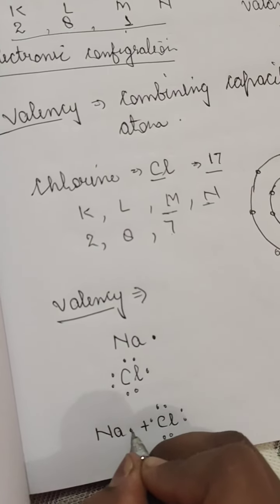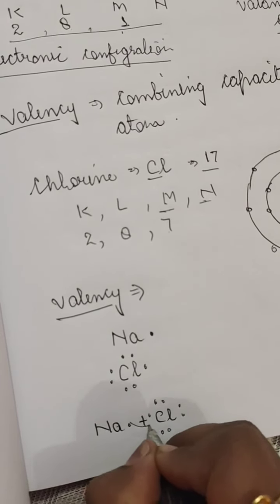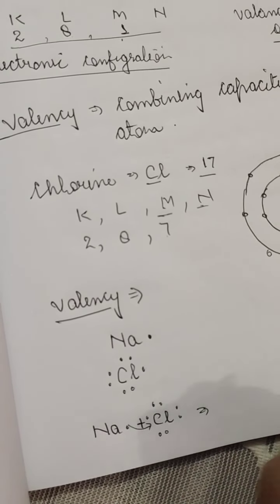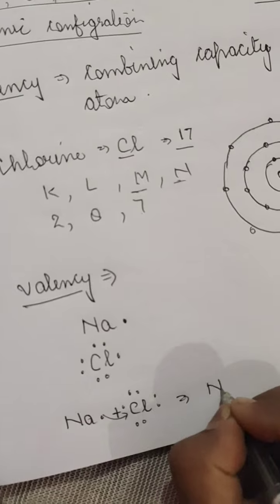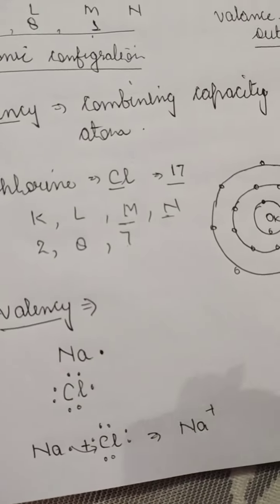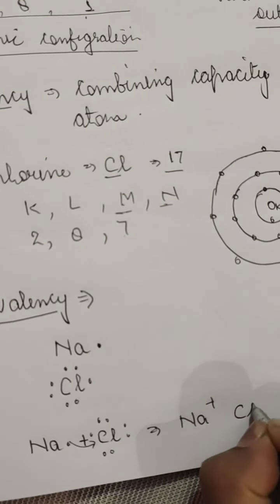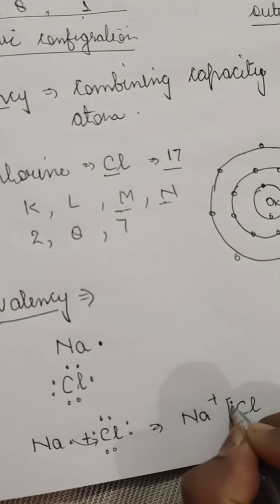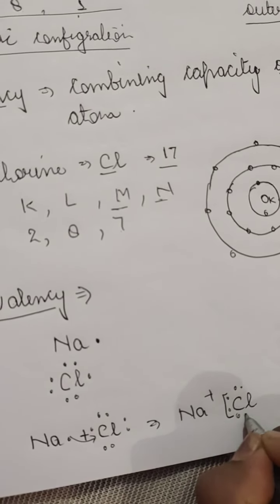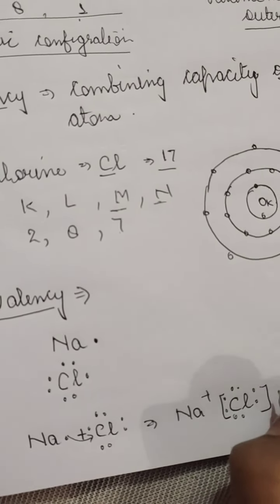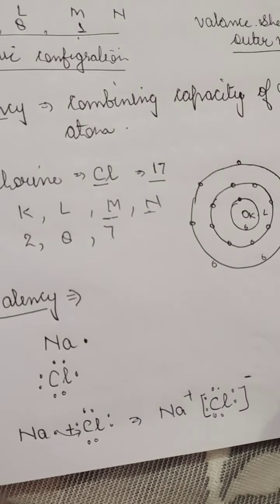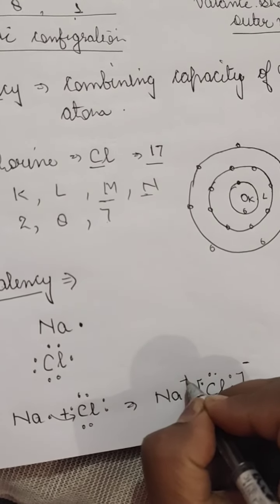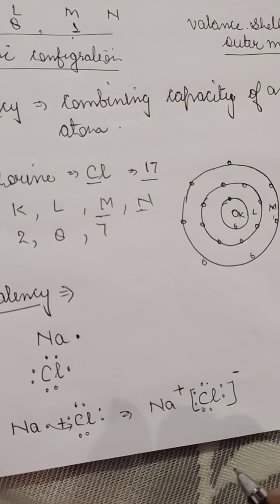Here there will be a transfer of an electron and it will become a sodium ion plus a chlorine ion. So chlorine will now have 8 electrons. This is also called an electron dot structure, which I am making. Chlorine gains 1 electron. Now this plus and minus charge is because of the formation of ions.